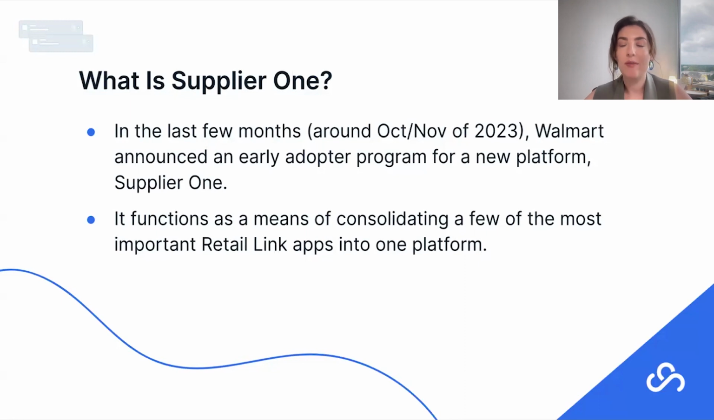Essentially, if you've ever logged into Retail Link, there are a lot of cards in the applications section. This has just been a means of consolidating some of those important apps into one platform, so that the data is connected all in one place and can inform each other or be used in similar workflows.